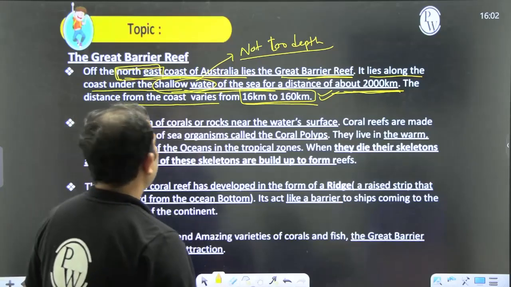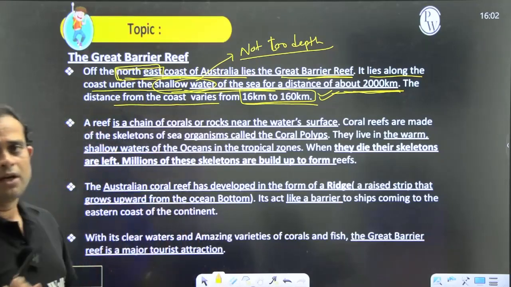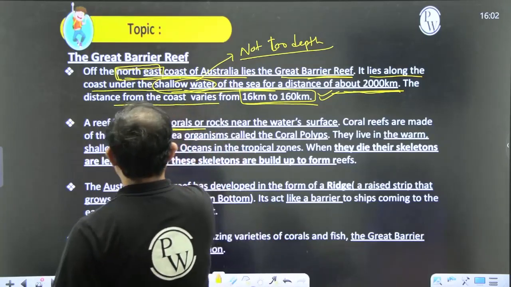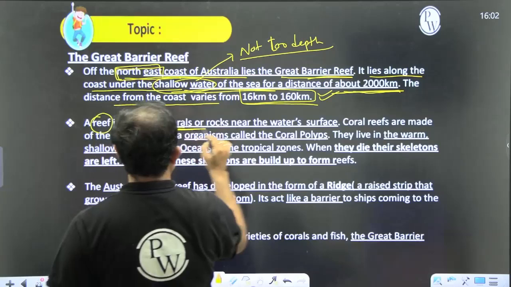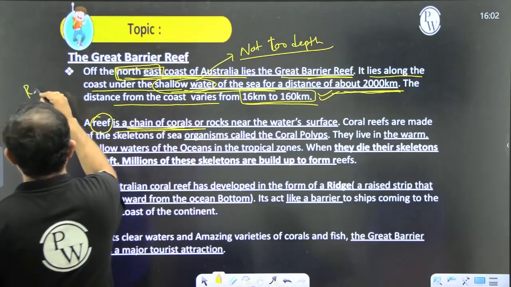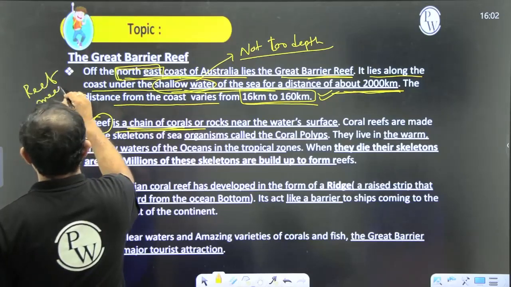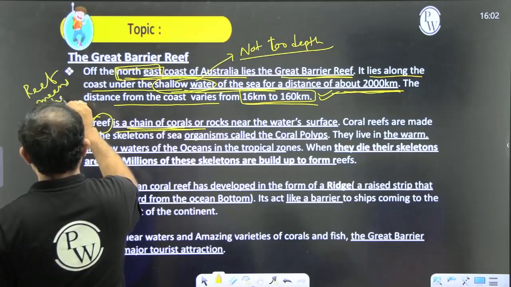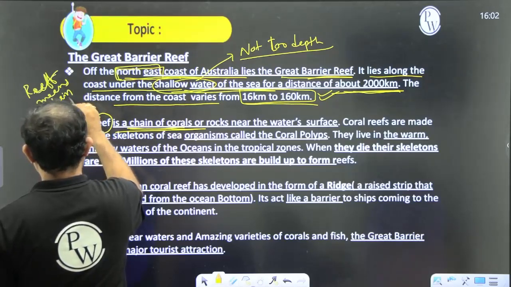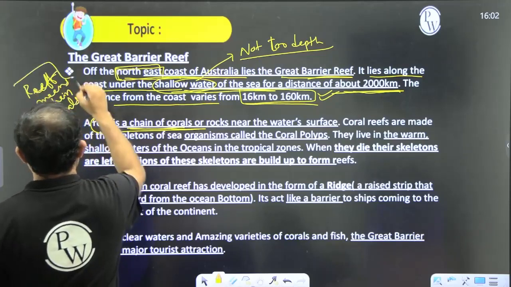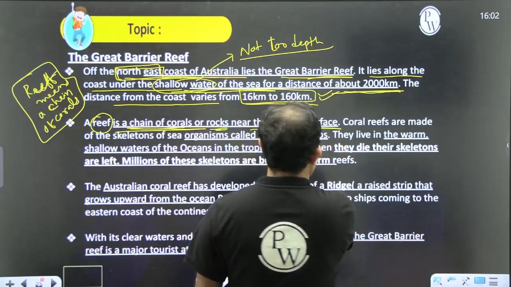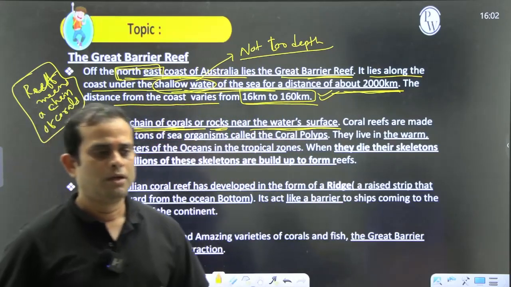So what did we come to know further? What do you mean by the reef? A reef is a chain of corals, basically. Reef means a chain of corals or rocks near the water surface.